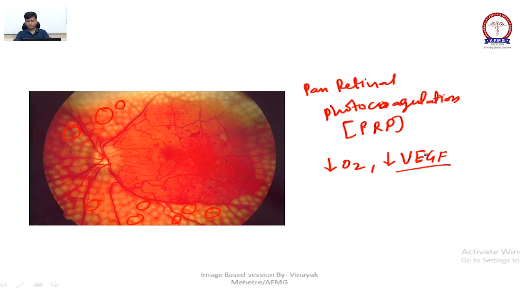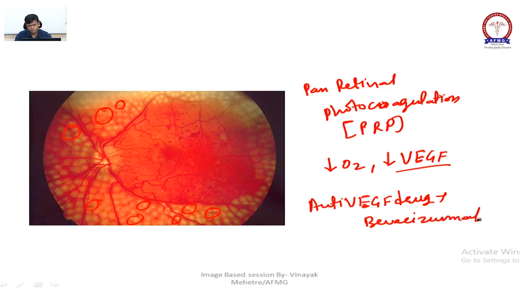Now one more thing, tell me an anti-VEGF drug. Anyone? It is bevacizumab and ranibizumab. MCQ already been asked. Bevacizumab is an anti-VEGF drug.